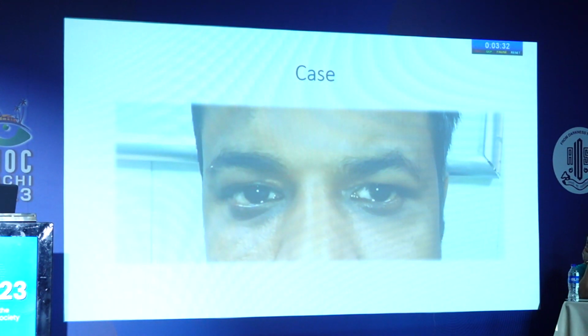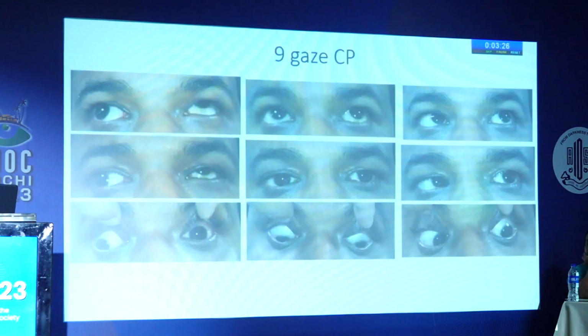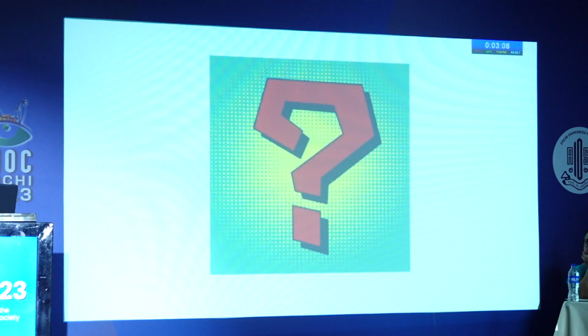They thought maybe that's primarily a pathology of the muscle, and they termed it congenital fibrosis syndrome. This is a 9-gaze CP of a patient I'm sharing with you, where we can see in primary gaze there is a left exodeviation, and on attempted dextroversion in this patient we can see that there is an upshoot. Well, such patients were there, but people could not make a clear understanding of what was the underlying pathology.